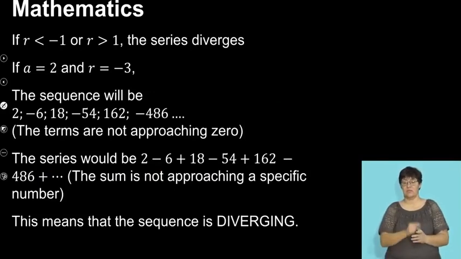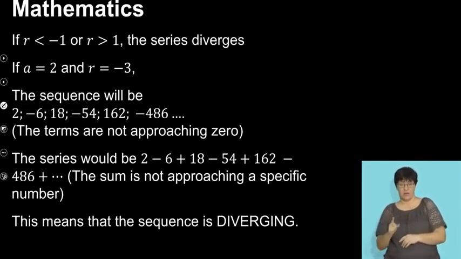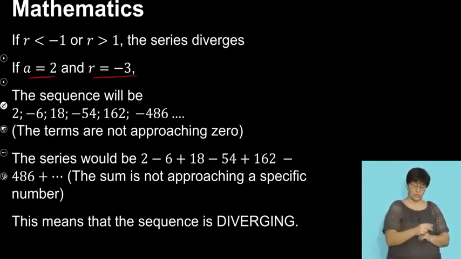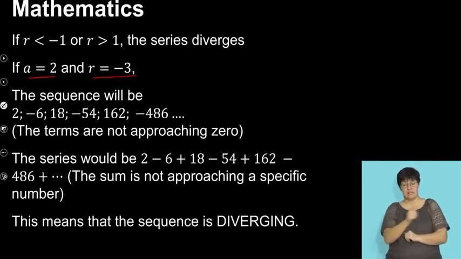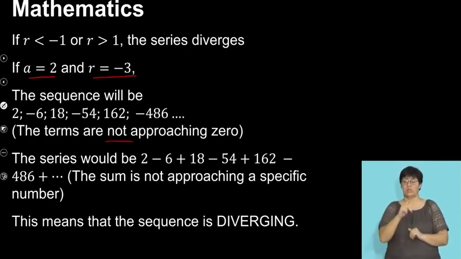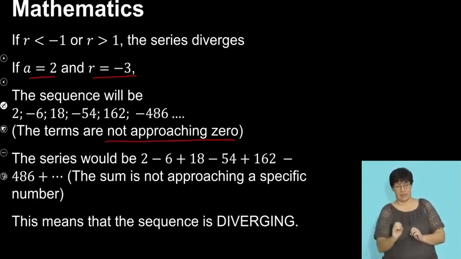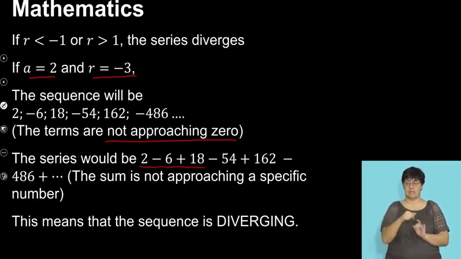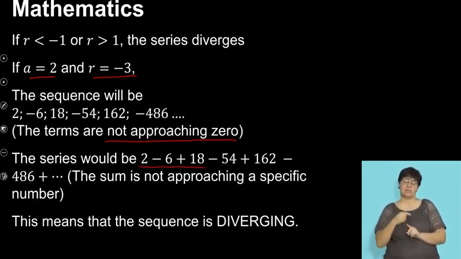Please note, the next example is essentially saying that if we have a ratio that's less than -1 or a ratio that's bigger than 1, the series will diverge. In the next example, we can see that if A is 2 and R is -3, the sequence will be 2, -6, 18, -54, going on. Again, the terms are not approaching 0. The series would be 2 minus 6 plus 18 going the whole way up to plus 486 or minus 486.